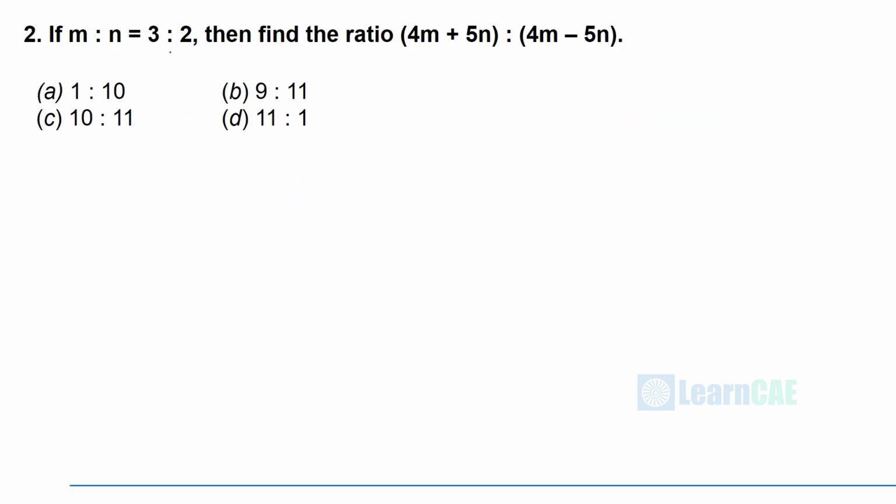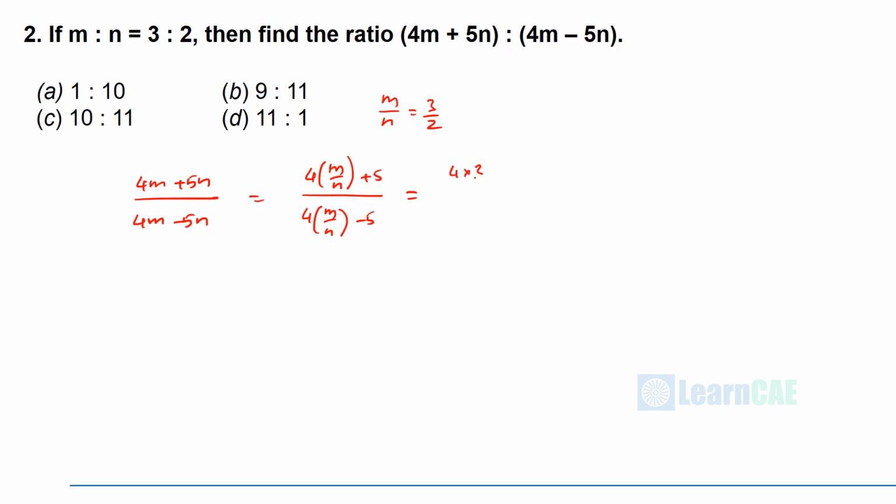Next question. If m is to n is equal to 3 is to 2, then find the ratio of 4m plus 5n is to 4m minus 5n. Okay. m by n is equal to 3 by 2. So, we have to find out 4m plus 5n divided by 4m minus 5n. So, we shall divide by n on top and bottom. So, this will be 4 into m by n plus 5 divided by 4 into m by n minus 5. Okay. We shall substitute 3 by 2 in place of m by n. 4 into 3 by 2 plus 5 divided by 4 into 3 by 2 minus 5.